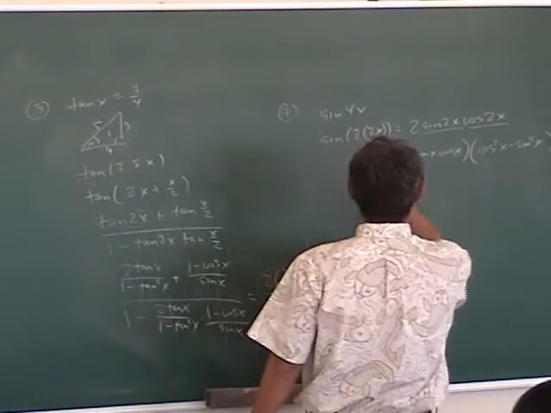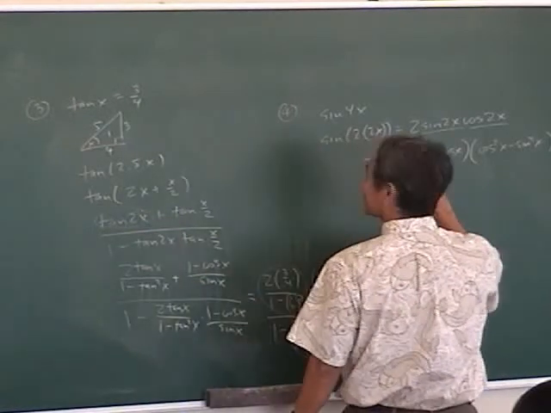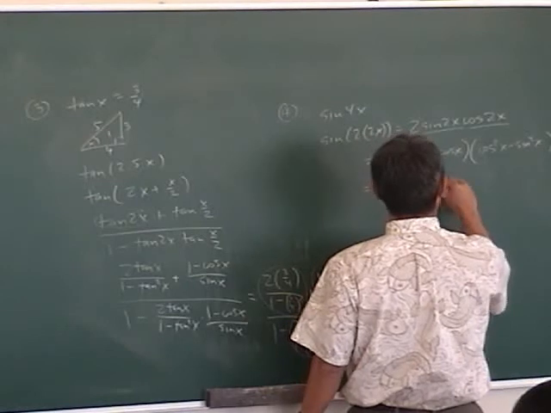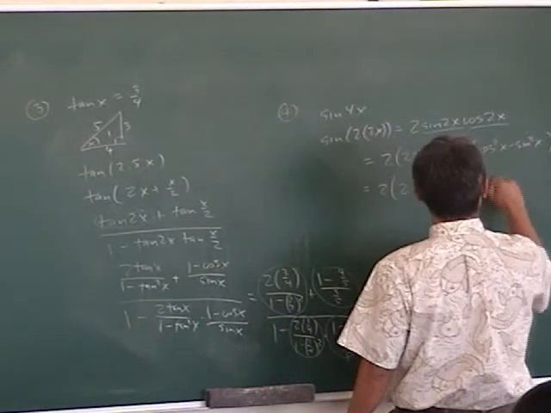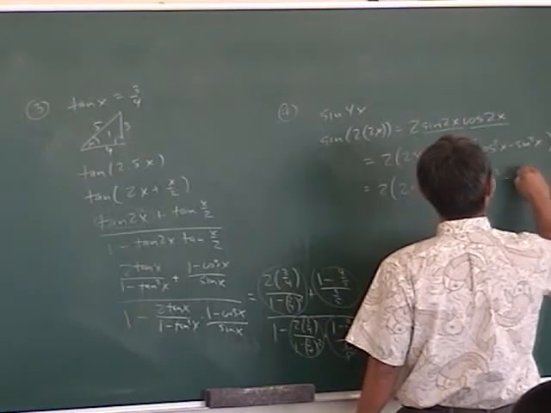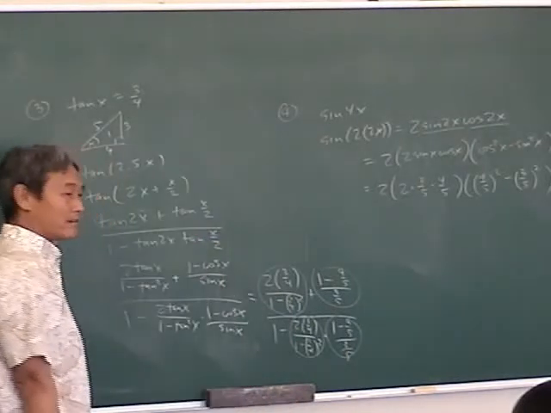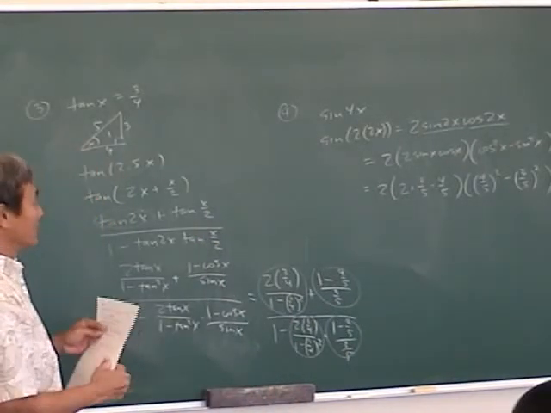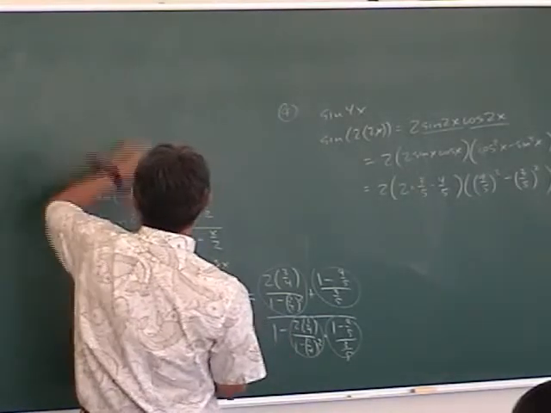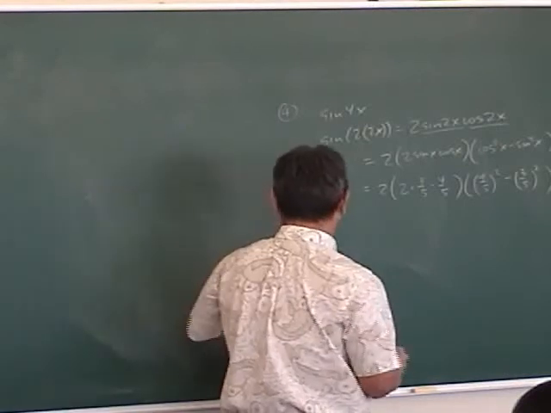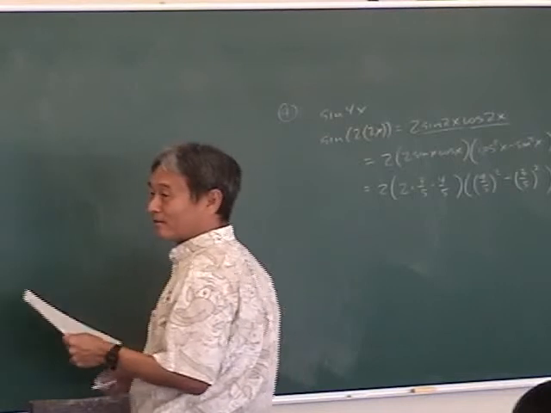And then all you got to do now is just look at the triangle right here. So what do we got? 2 times 3/5 times 4/5. And then, what is cosine? 4/5 squared minus 3/5 squared. And then that's just computing numbers after that. You guys can handle that, I'm sure. You gotta be able to break down the identities. And that's 3, 4, 5.